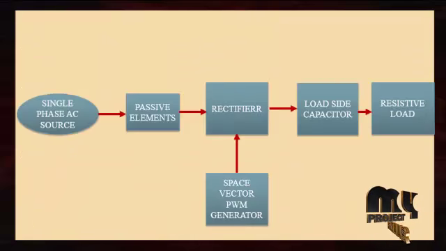Next we see the flow diagram of our process. The proposed flow diagram is shown here. The input source is a single phase AC source. That AC source is fed into the rectifier circuit through passive elements, such as inductors and capacitors. In the rectifier we can use MOSFET or IGBT switches; here we are using MOSFET switches. The switches are triggered using the space vector pulse width modulation technique. The output of the rectifier circuit is fed into the resistive load through the load side capacitors.